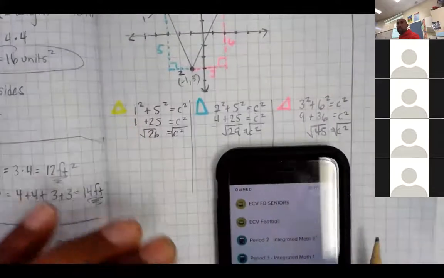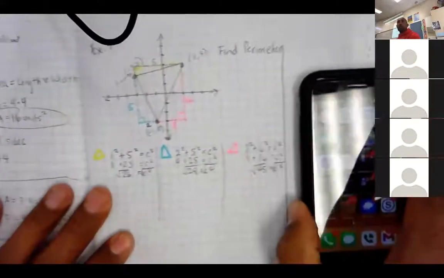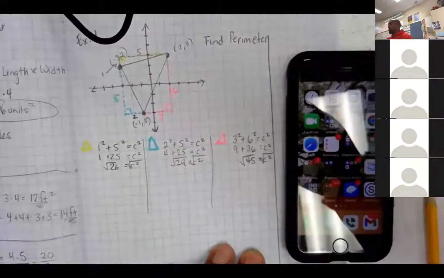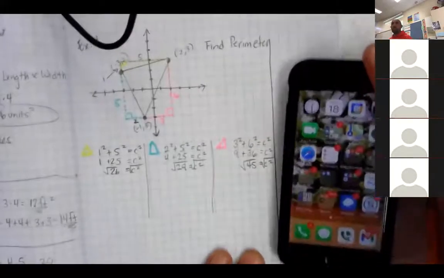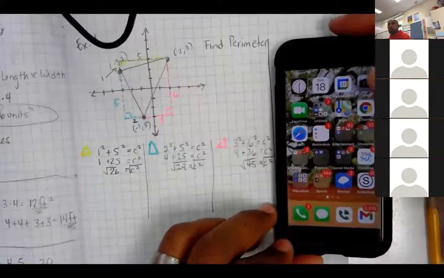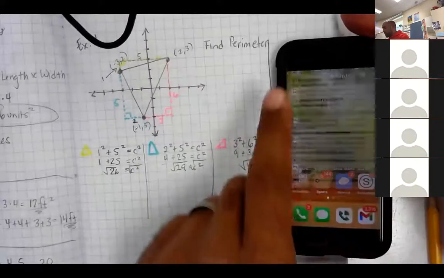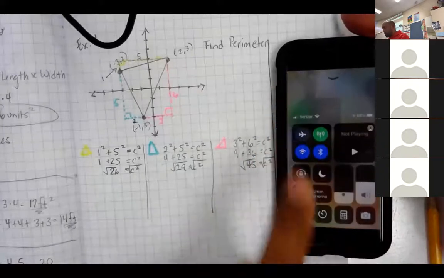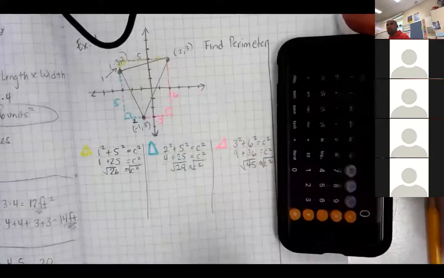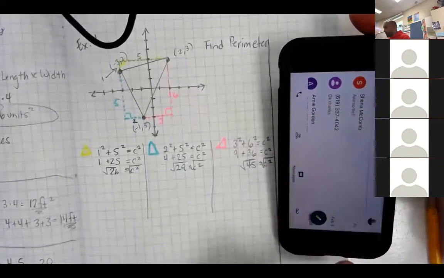Because I know some of you use your phones for your calculators. Hopefully there's not too much glare here. All right, so I'm going to bring out the calculator. I have to swipe down here. Oh wait, do I swipe up? I always forget. Oh yeah, swipe up. Bring out the calculator.